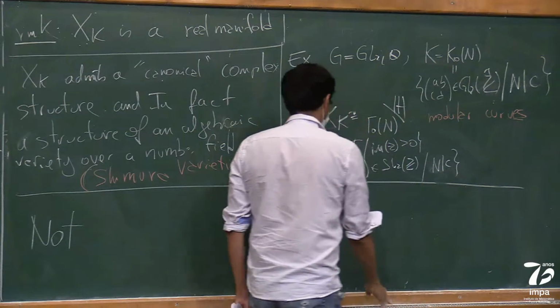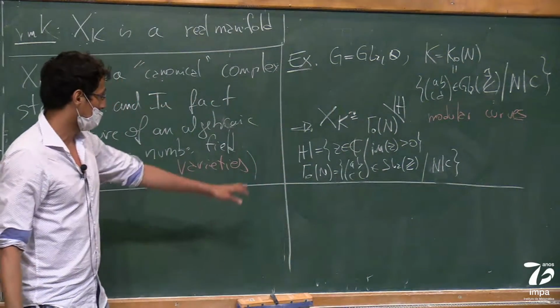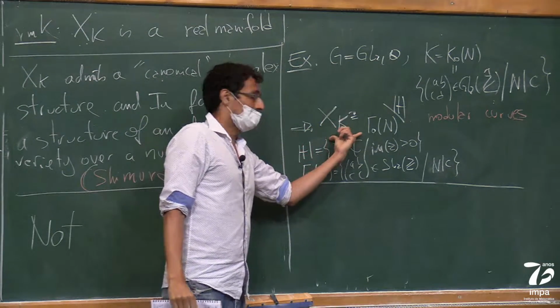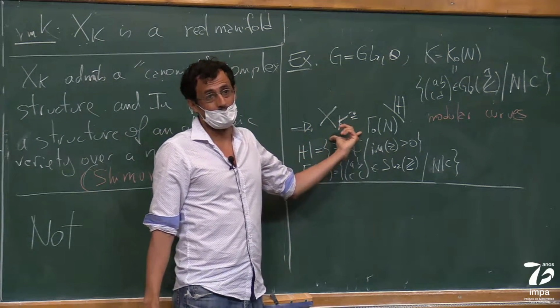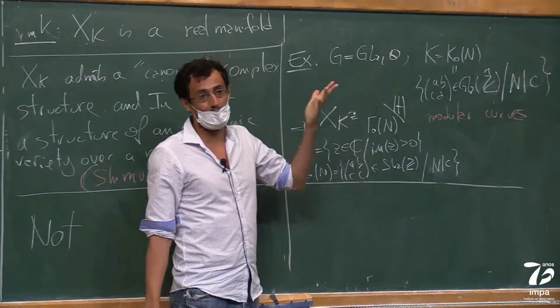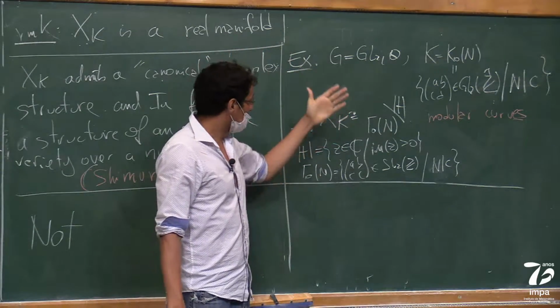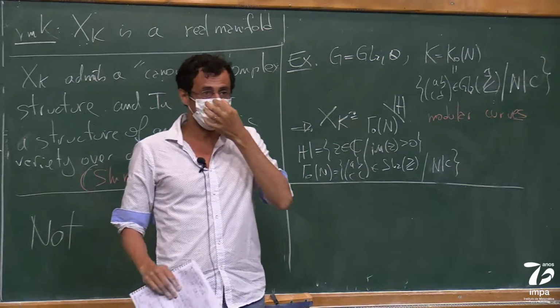And as you know, or maybe some of you know, if you look at this, it has real dimension 2. But in fact, it's an algebraic curve over the complex numbers, and you have a model over the rational numbers. Okay.